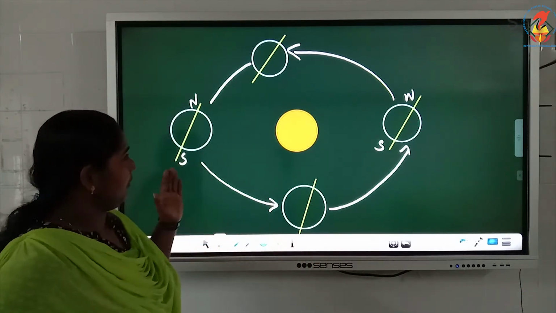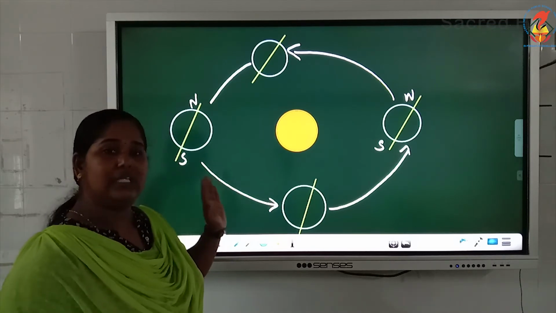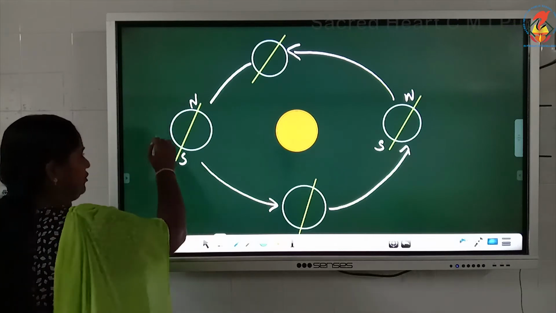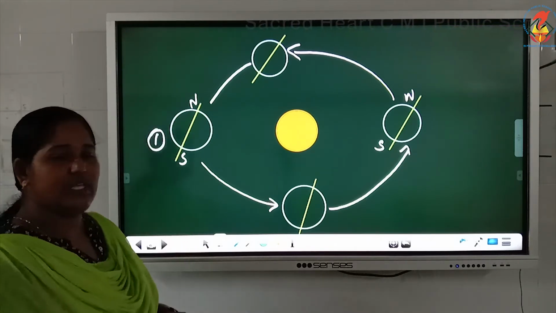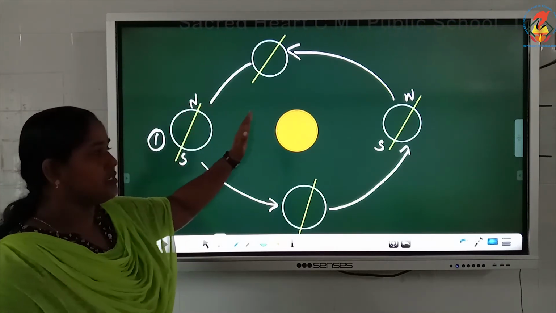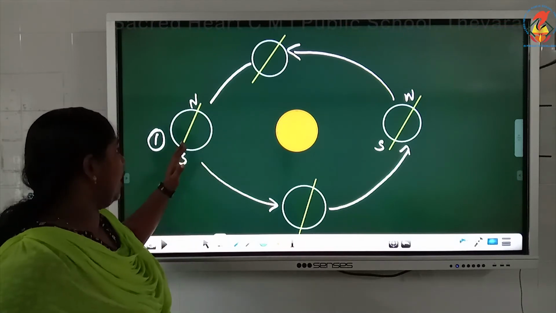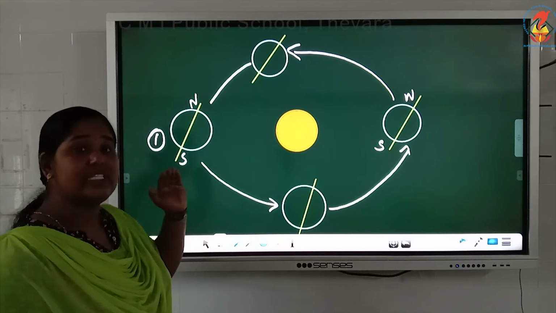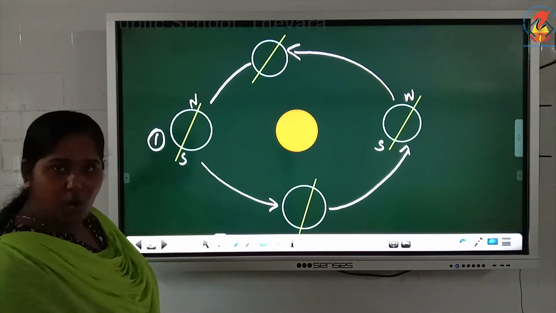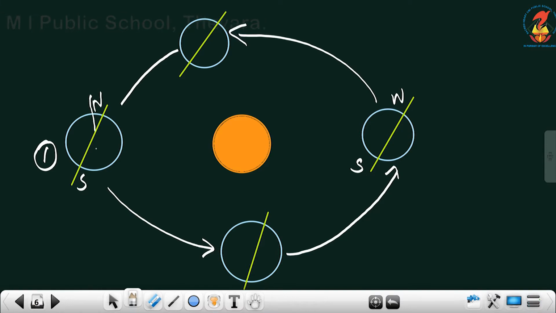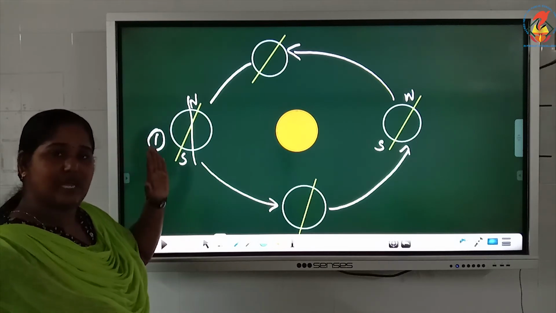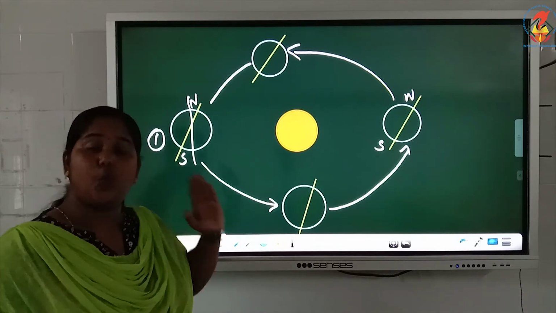So this is how earth revolves around the sun. In the first position, you can see that the north pole is towards the sun and the south pole is a little bit away from the sun, because the axis of earth is tilted. If the axis was not tilted, the axis would be like this, and the north pole and south pole would be equally away from the sun. So seasonal change won't happen.